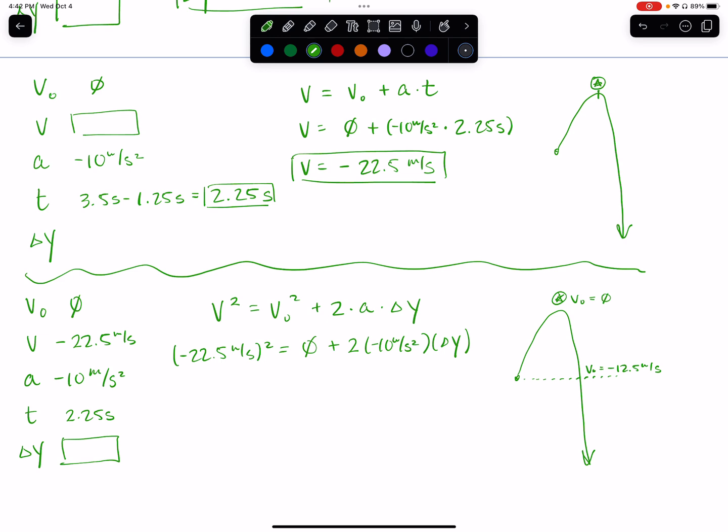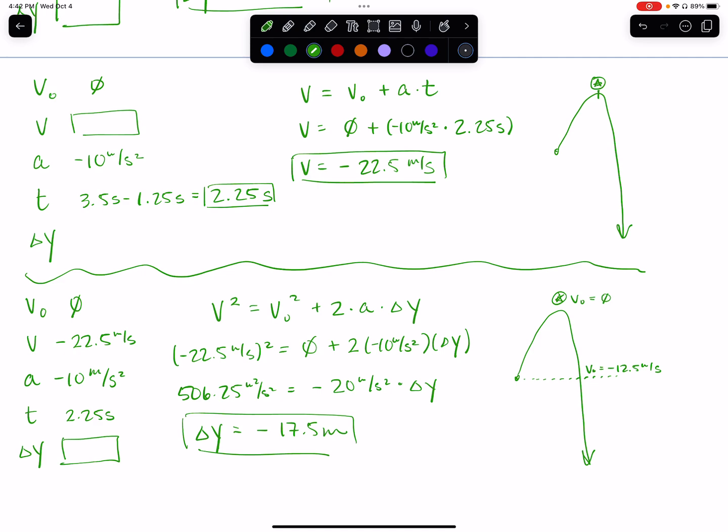So we plug things in. We're going to end up with 506.25 meters squared per second squared equals negative 20 meters per second squared times our change in position. So we're going to divide by 20 to the other side, and we're going to find that our change in position is again equal to negative 17.5 meters. So you can see again, there's a different way to get to the answer, but the answer is going to be the same.